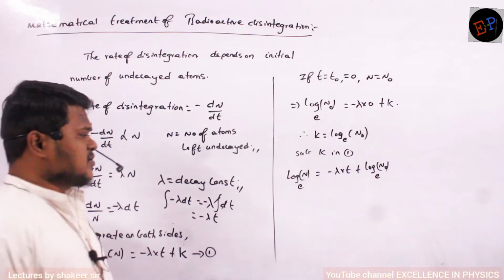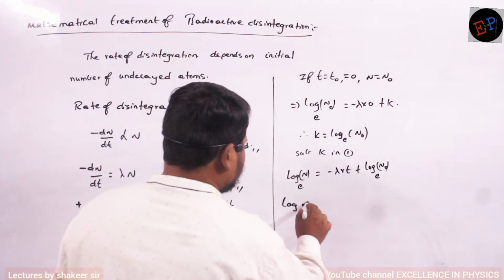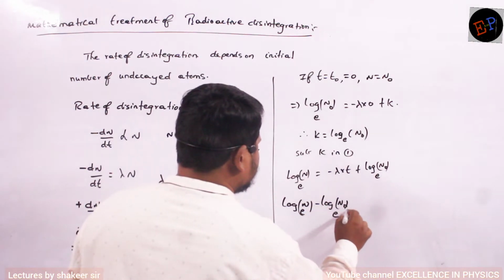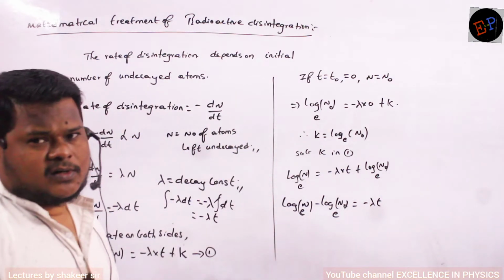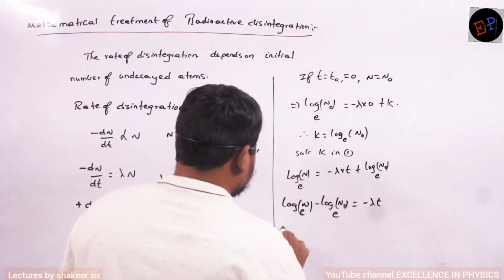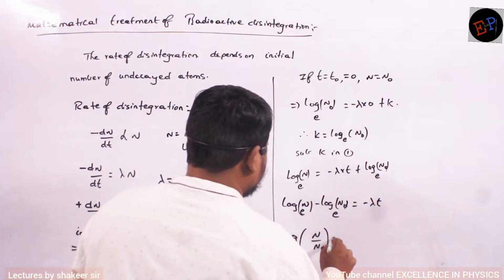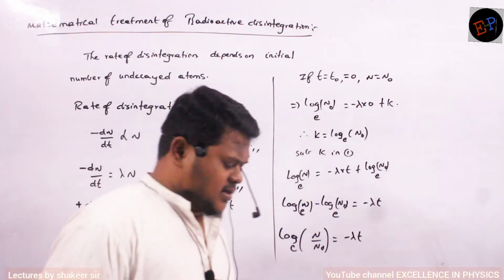Are you able to understand? Now see, take all log values on one side. So log n to the base e minus log n naught to the base e is equal to minus lambda into t. So log m minus log n is log m by n. That is a rule, no? Therefore log to the base e n divided by n naught is equal to minus lambda into t. So I got the relation up to here.